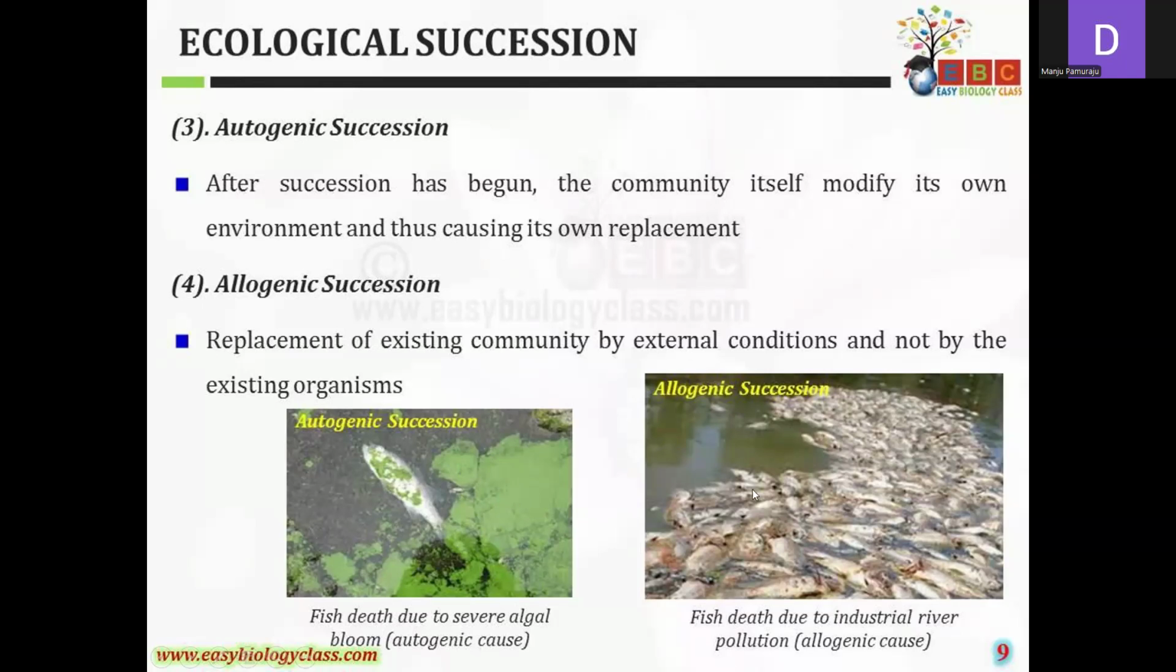Here, due to external conditions, like polluted water released by industries, the fish death occurred. So it is allogenic. Autogenic succession is replacement of the same community by the organisms present in the same area. Allogenic means replacement of the existing community by external conditions. It is called allogenic succession.